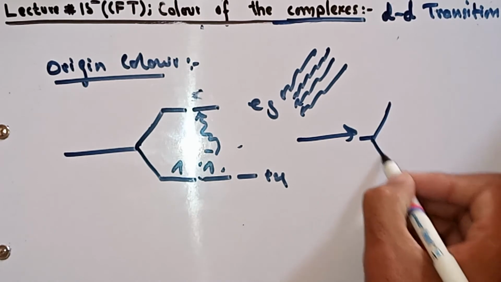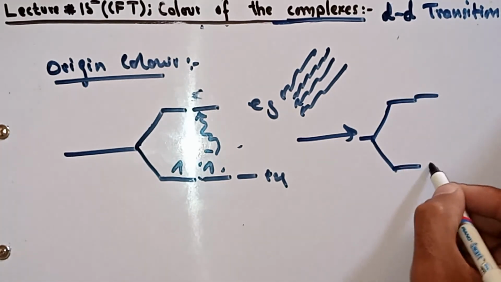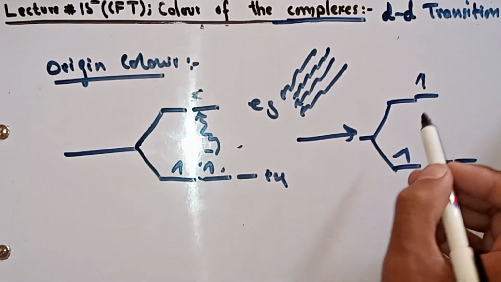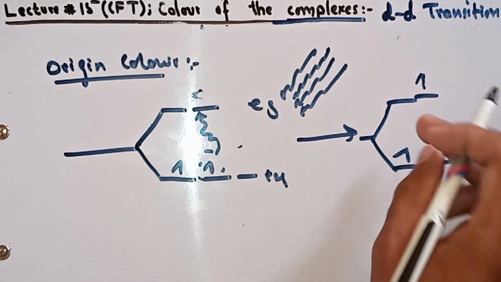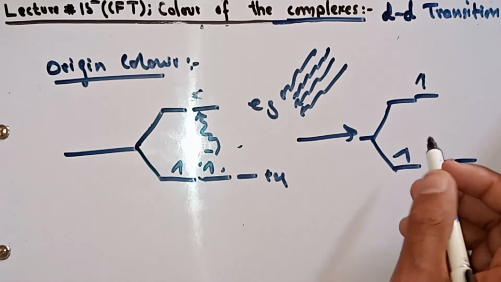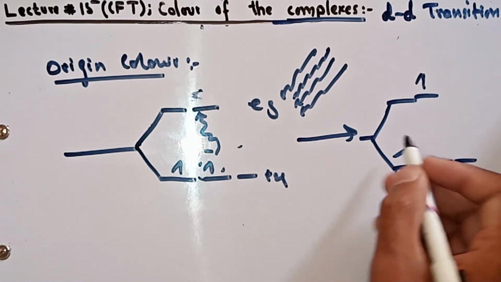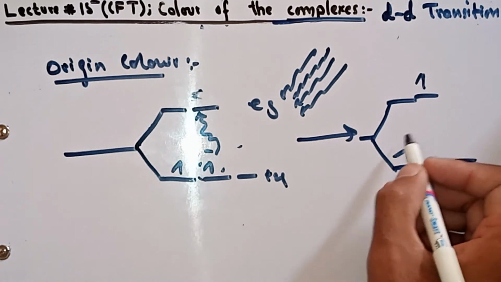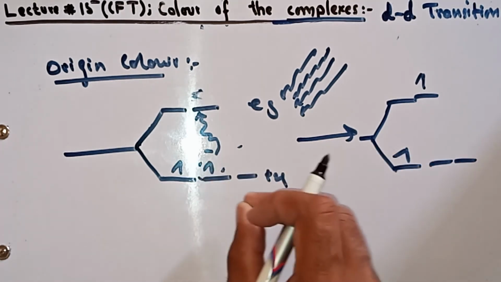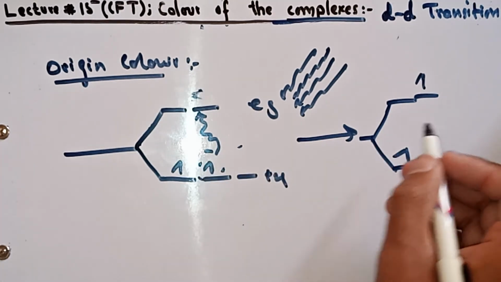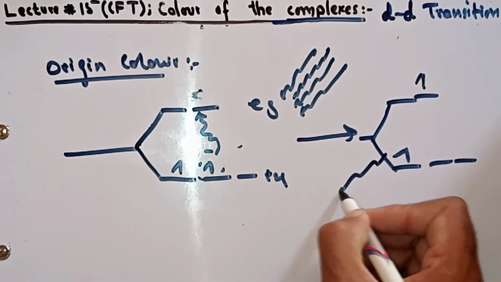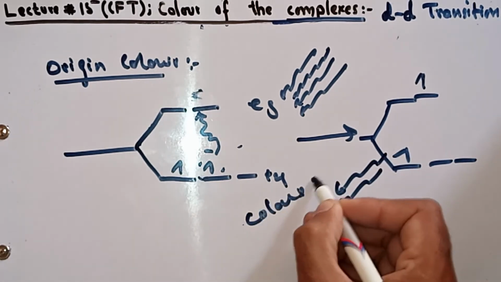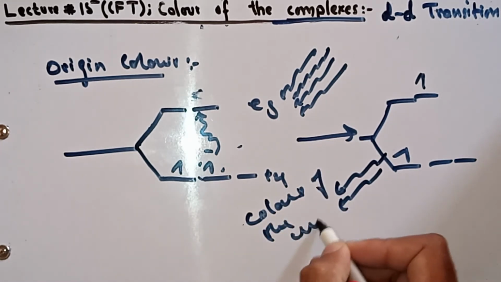The splitting will be like that. One electron remains here, and one electron goes there. So when the electron goes there, it absorbs some light. The portion of the light that is absorbed, the complementary color of this absorbed light that I told you before, will show the color of the complex. Is it clear?